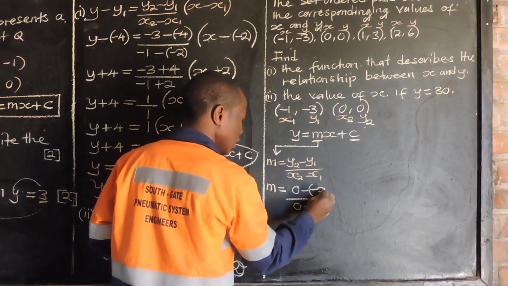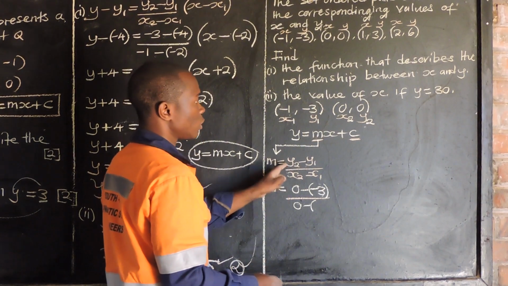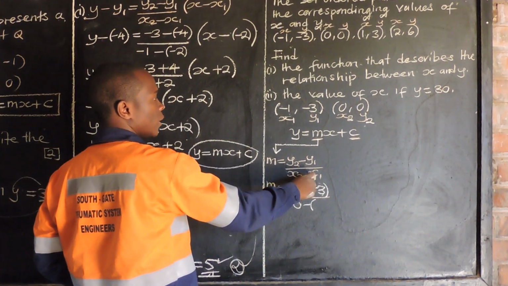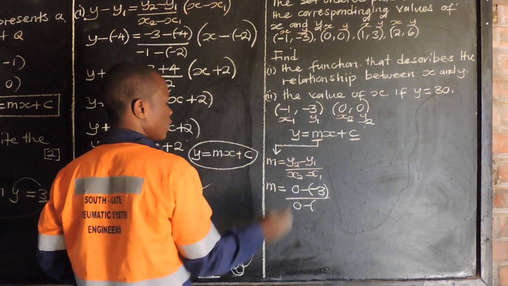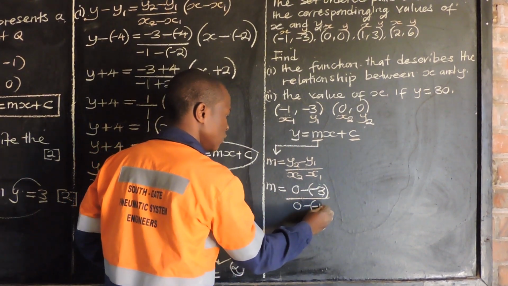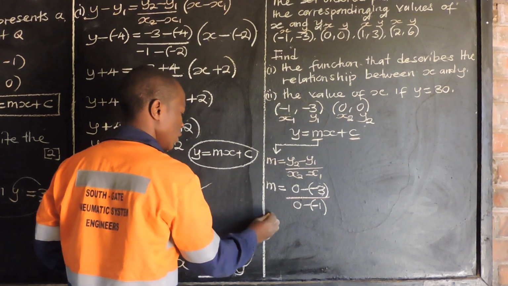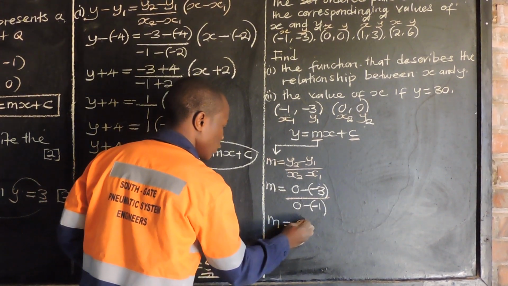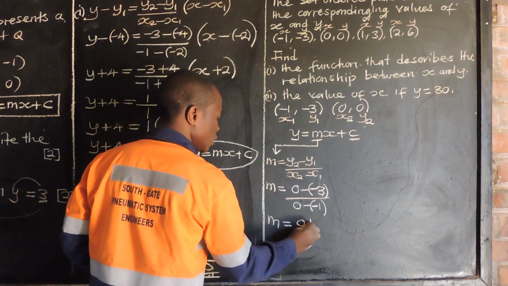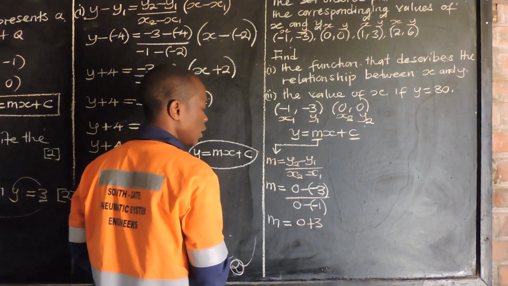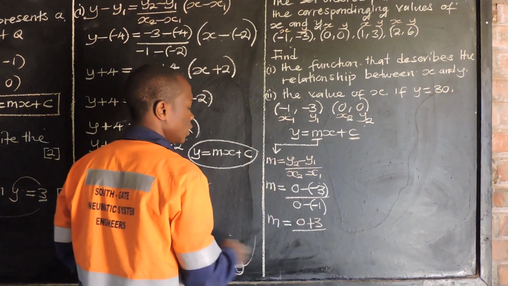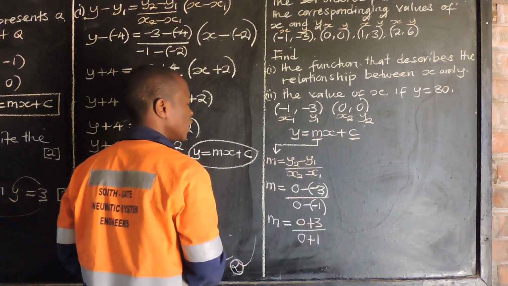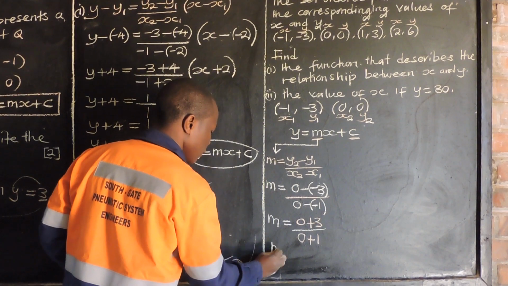Y1 is negative 3. What about y2? Y2 is 0. Then x1. X1 is negative 1, right? Are we together, people? So m is equal to 0, negative times negative is positive 3, over 0, negative times negative is positive 1. Are we together, people?